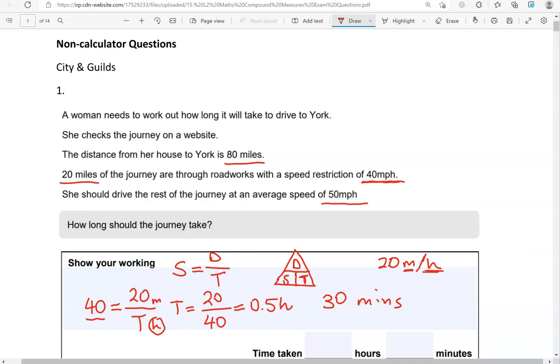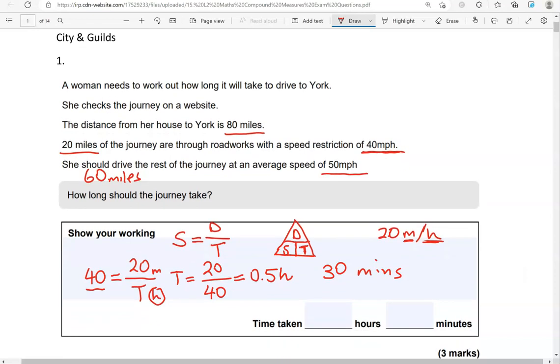Because we've done 20 miles, so this one will be 60 miles. 80 take away 20 gives us 60. That's why 60 miles. 60 miles is done at an average speed of 50 miles per hour. So we'll repeat this process. So we'll say 50 miles per hour is equal to 60 divided by T. So T is equal to 60 divided by 50, which is the same as 6 divided by 5.